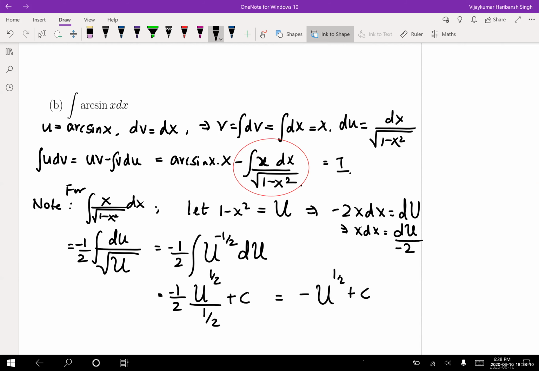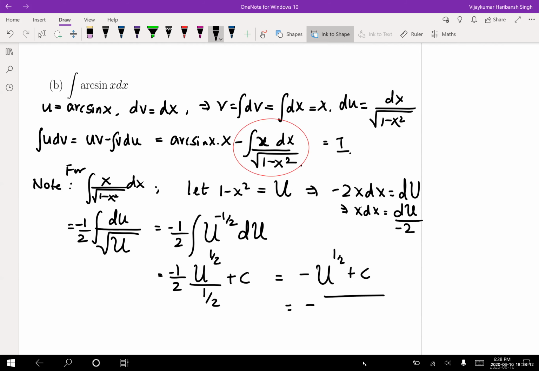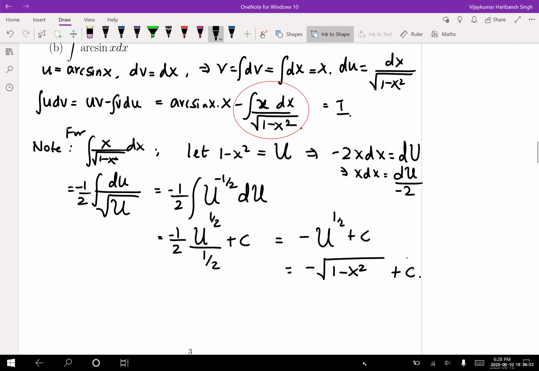Now put back what your u is. Your u is 1 minus x squared. So this is going to be 1 minus x squared plus c. So put this back in here. So we get, therefore, the integral I is going to be arc sine x times x minus minus of this, and minus minus makes it plus. So plus the square root of 1 minus x squared plus c.